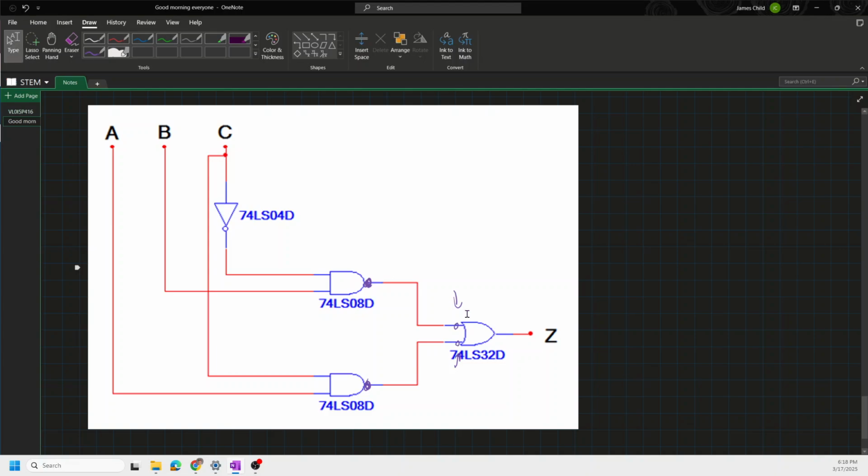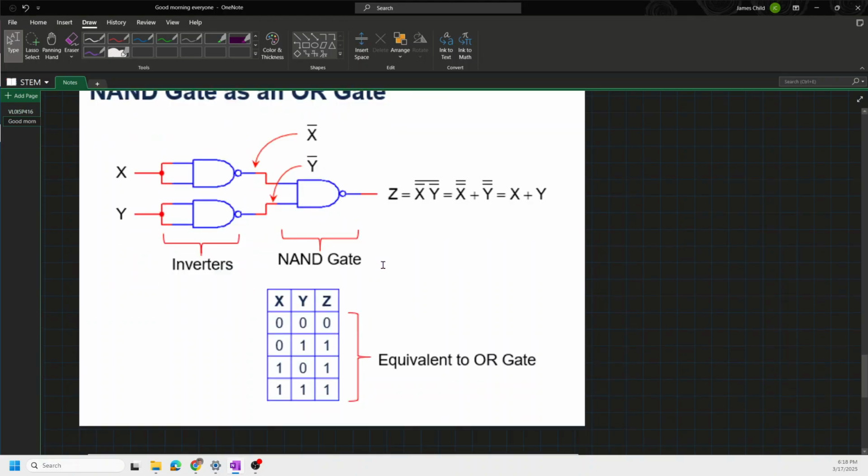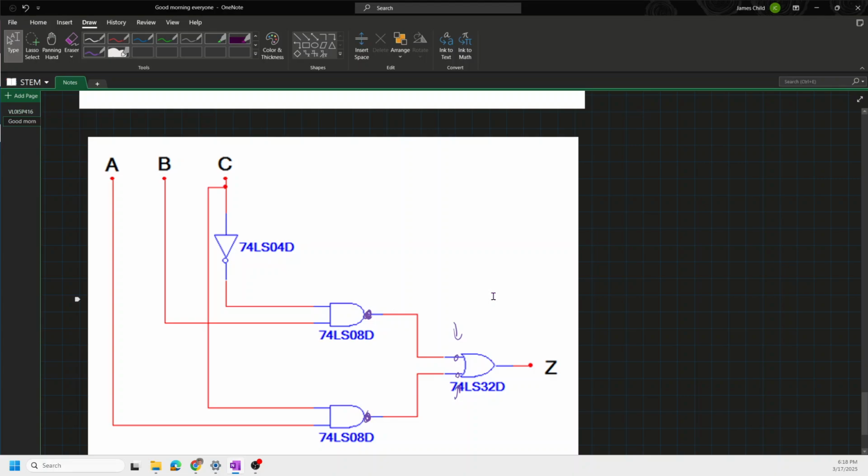Well, earlier we showed that an OR gate is two inverters going into an AND gate, right? Well, we've already got our two inverters here, so we can replace this whole thing with just a NAND gate. So now we put our NAND gate in here, and that's done. Now, of course, we still have to do our NAND gate over here.